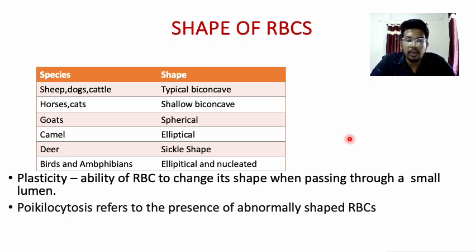Next feature is the poikilocytosis, which means the presence of abnormally shaped RBCs. Usually all RBCs are typical biconcave shape. If in a specific species we collect RBCs and they are of different shapes, it is called poikilocytosis.